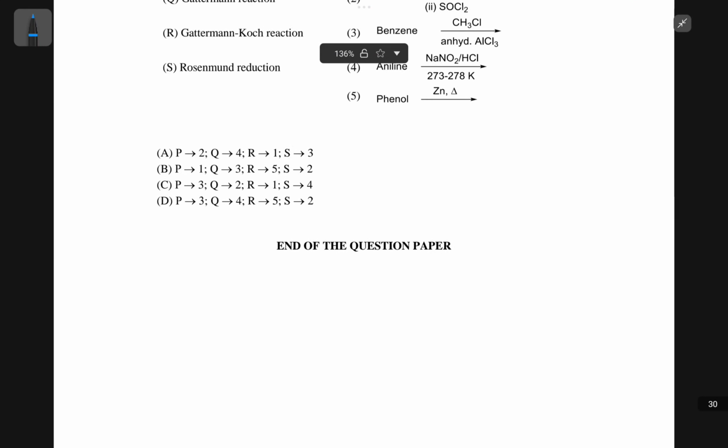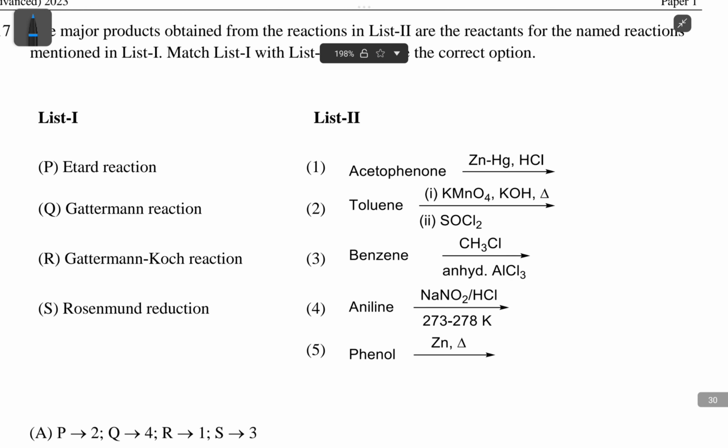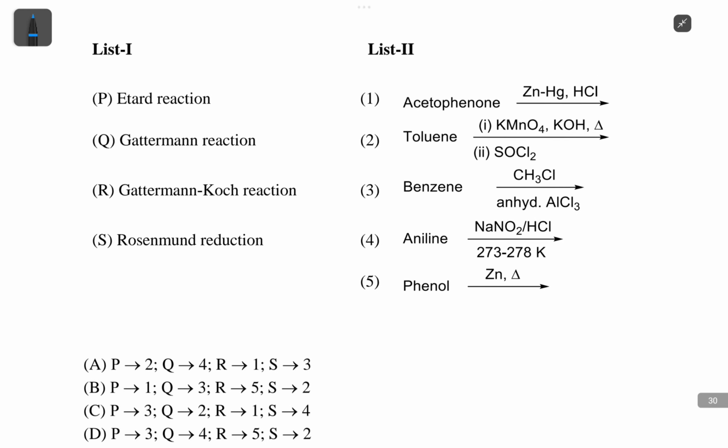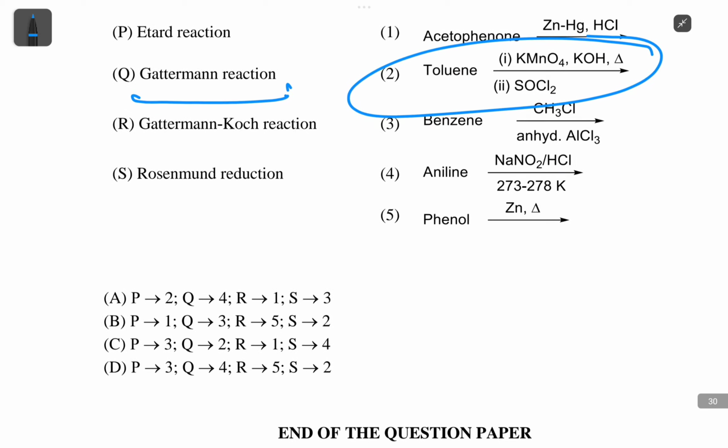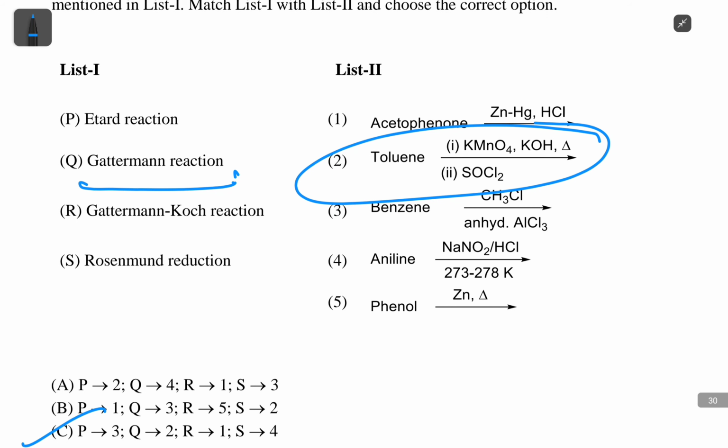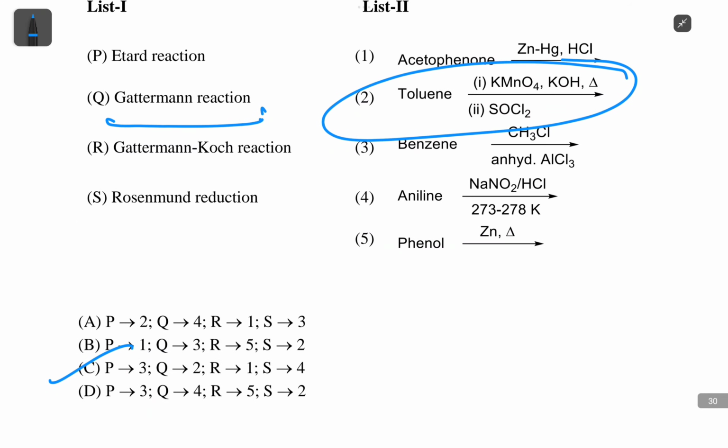This was very logical, and this is information based, and you should just know the Gatterman reaction, which is this one, right? So Q is 2, and this is correct straight away. So yeah, I mean, wasn't that hard? Well, you can see this one, to produce toluene.